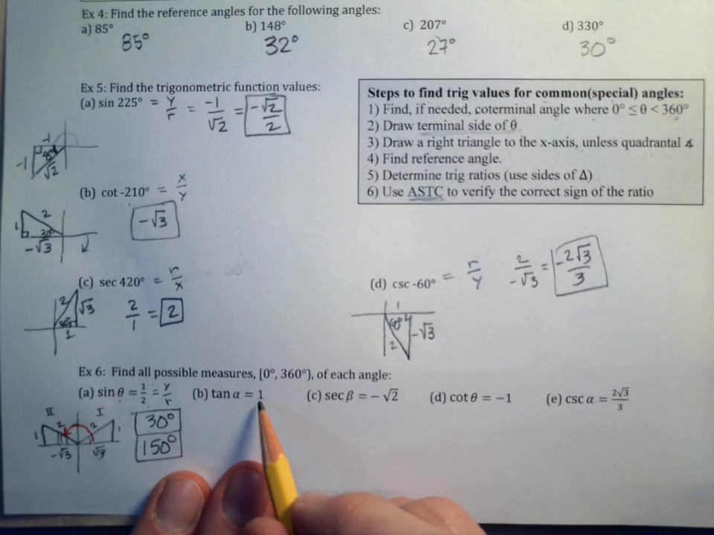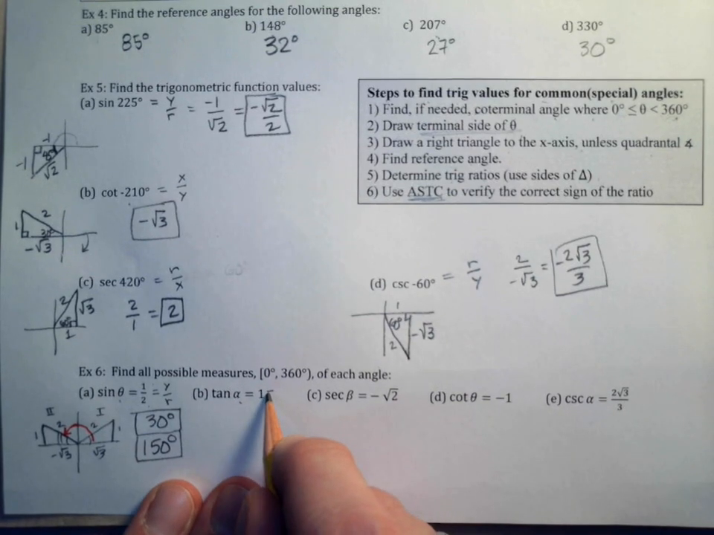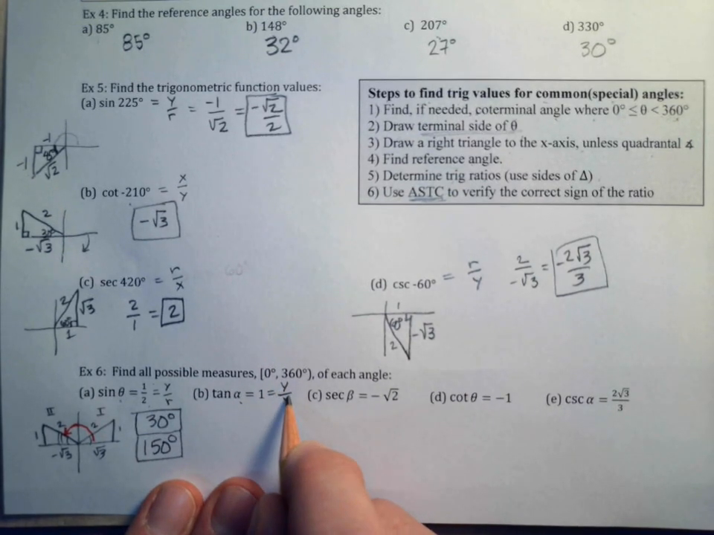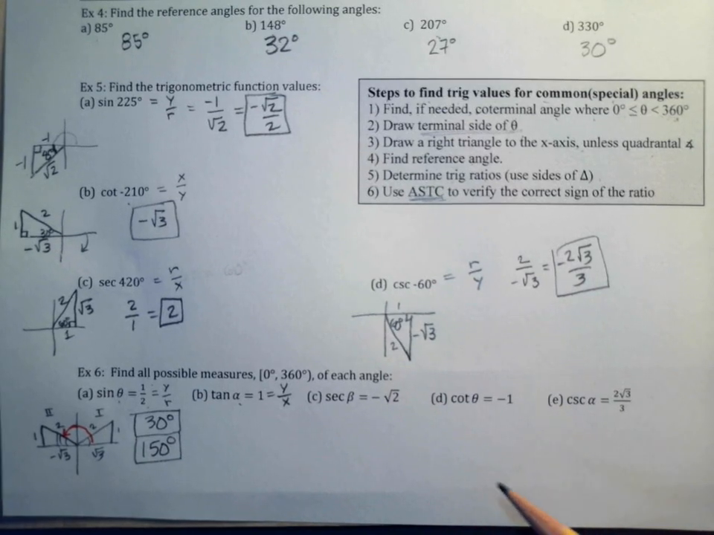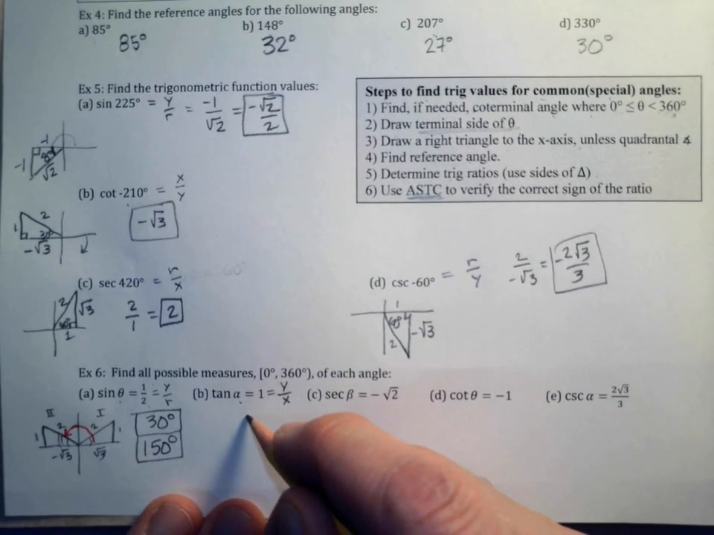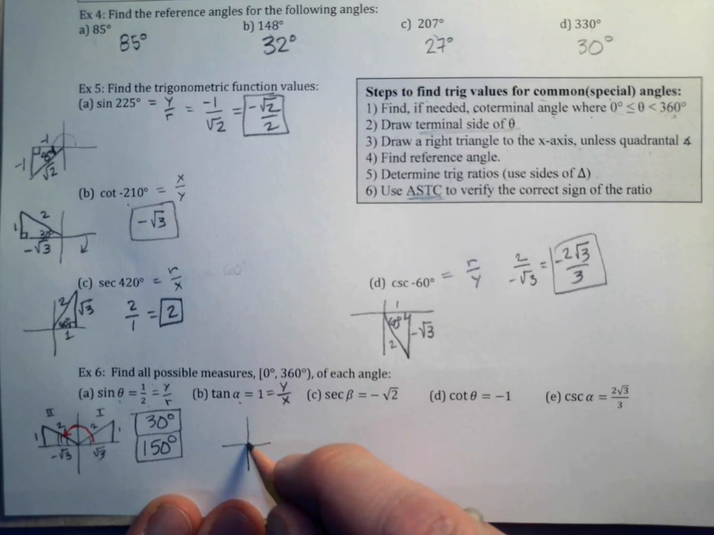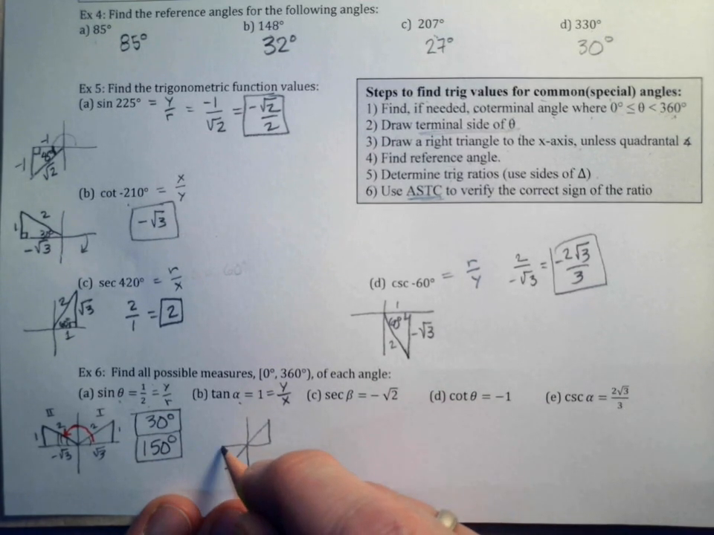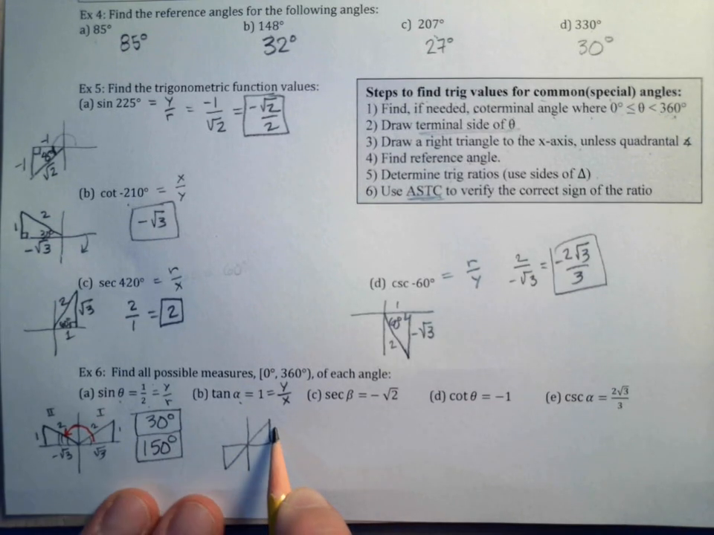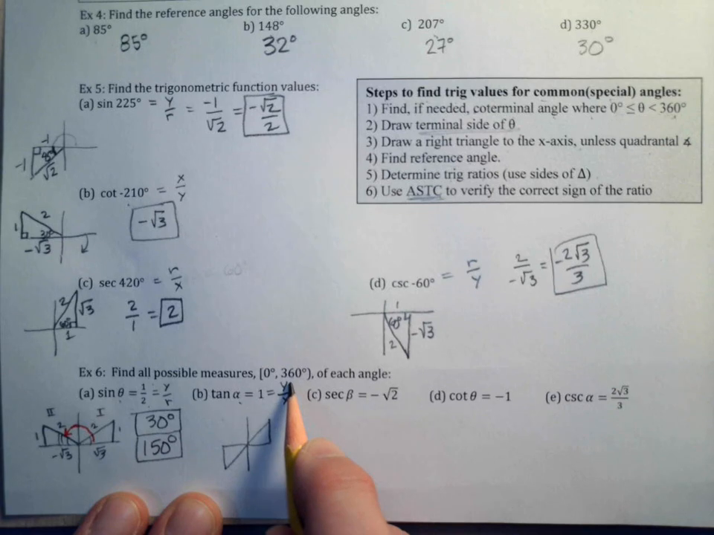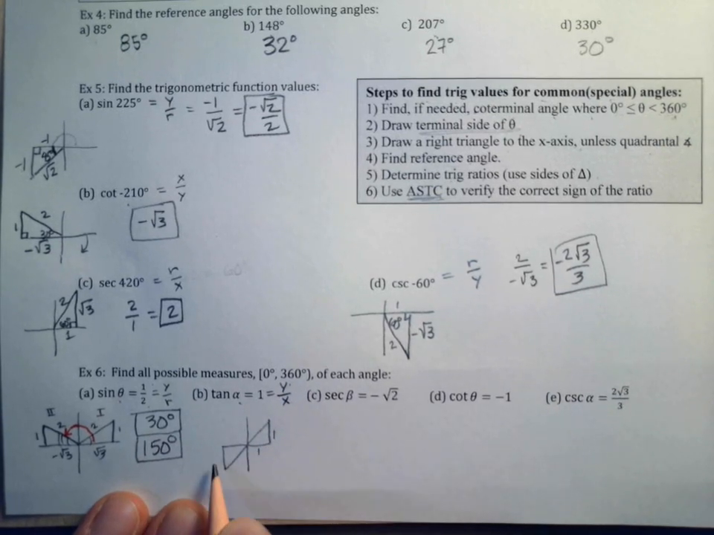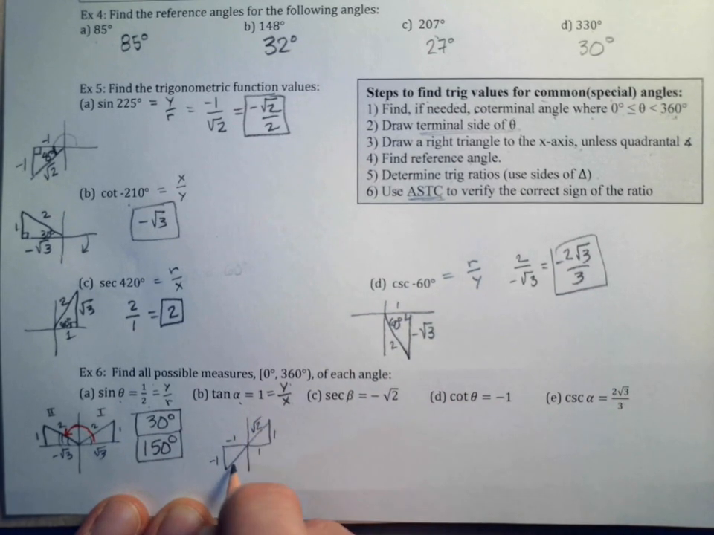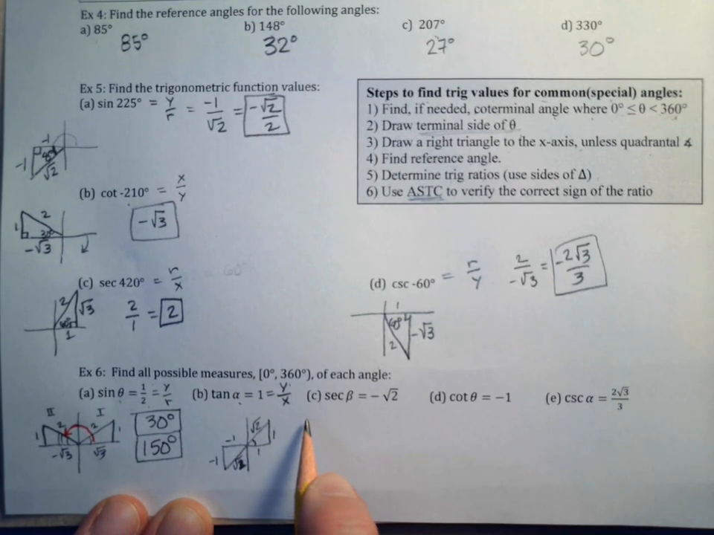All right, tangent of alpha equals 1. So remember, the tangent is y over x. And where is the tangent positive? So tangent is positive in the first quadrant and in the third quadrant. And so tangent, that means y and x are the same, so that's 1 and 1, -1 and -1, and square root of 2, if that helps. And so what is our reference angle? That is 45. So we're in the first quadrant, so we definitely have 45 degrees.